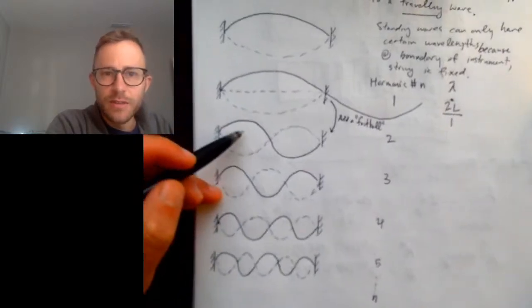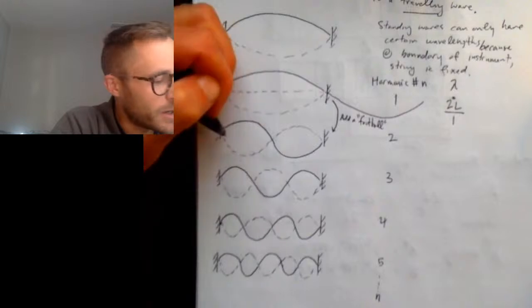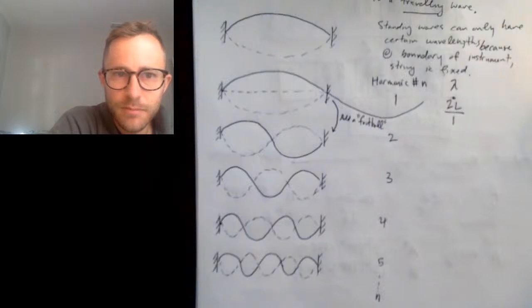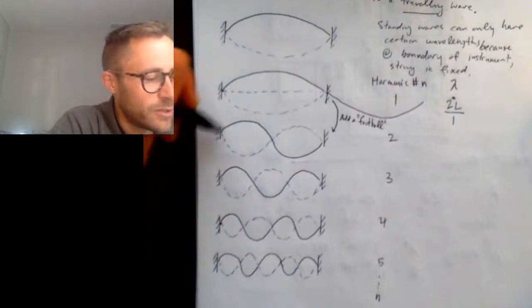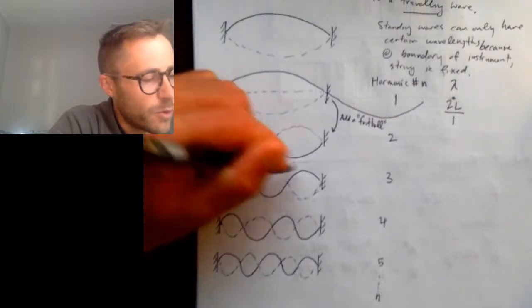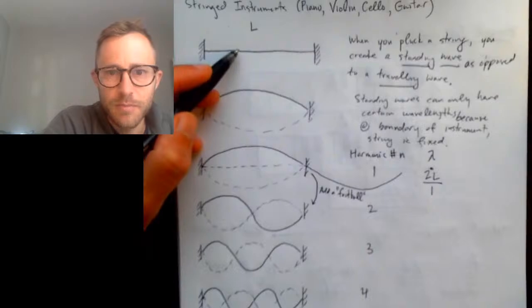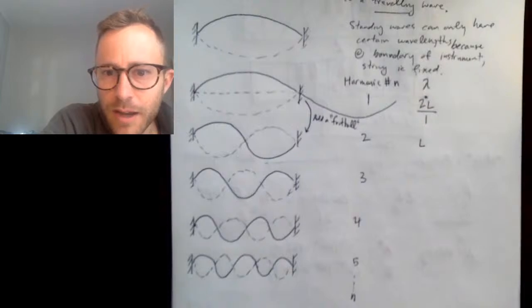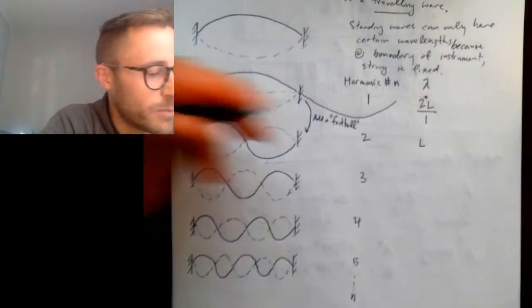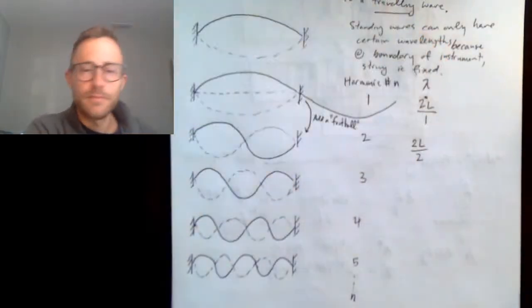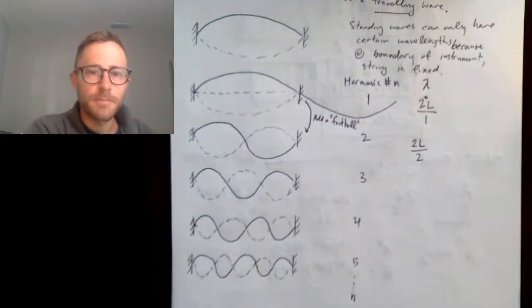If we look at the second harmonic, it has a peak and it has a valley. A peak and a valley. All right? So this is a full wave. And it looks like a full wave is exactly the length of the instrument. So the wavelength of the second harmonic is just L. But I'm going to write that in a more suggestive form so that you can pick up on the pattern. 2L over 2.